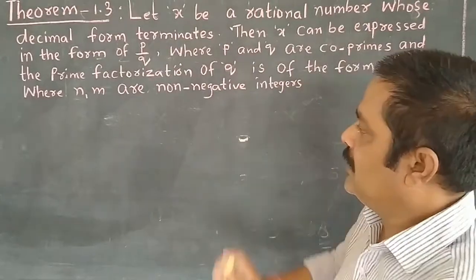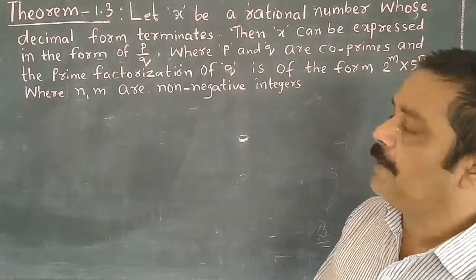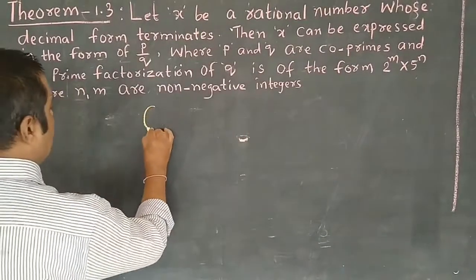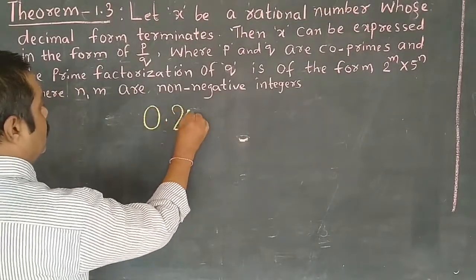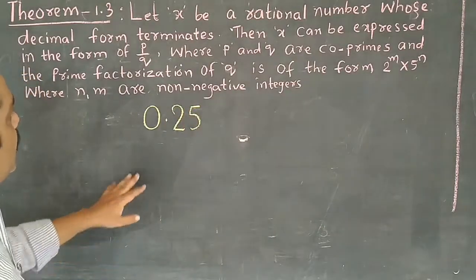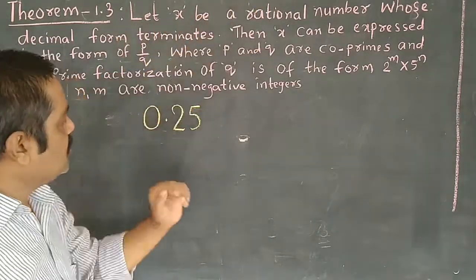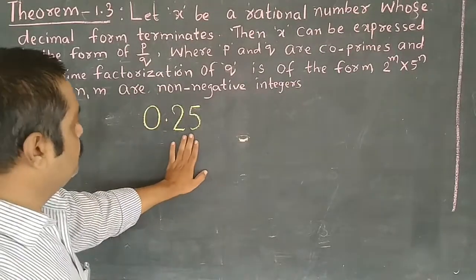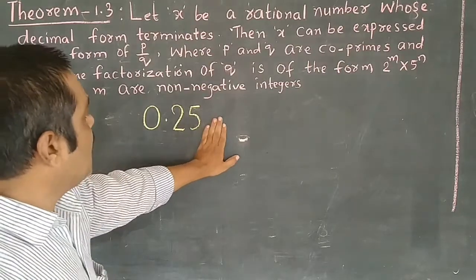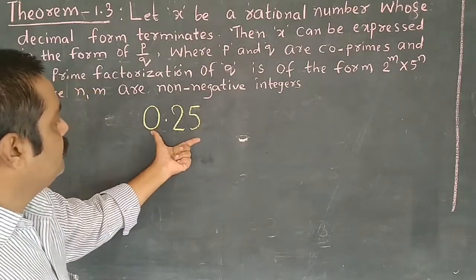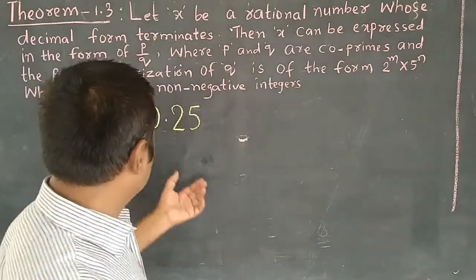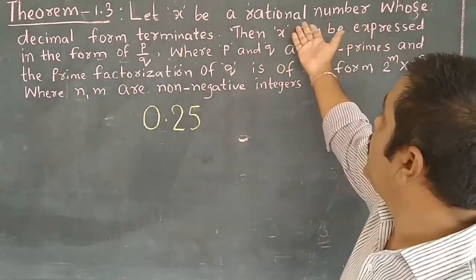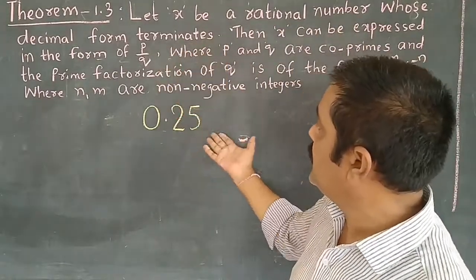Okay children, once we have to check this theorem by one example. I am taking 0.25. Let x be a rational number. This is a rational number whose decimal form terminates. It is a terminating decimal form. What am I taking, children? Here I took one decimal number which is a rational number and it terminates.